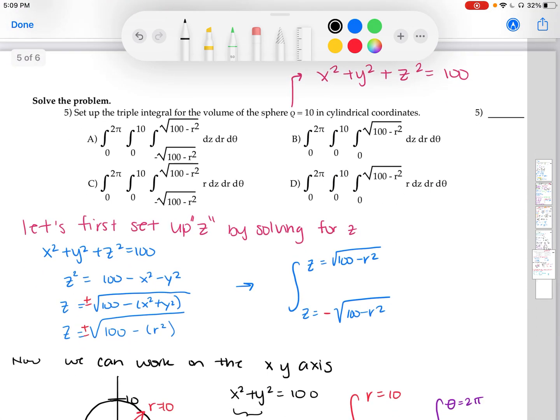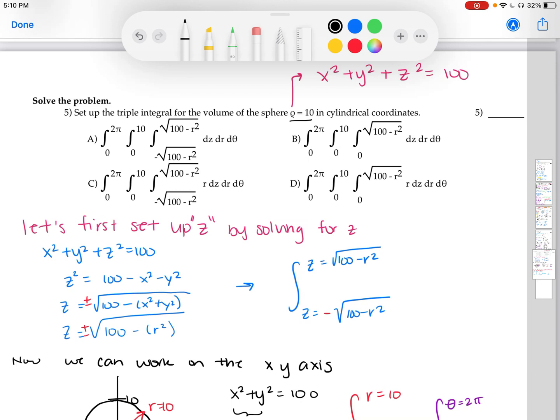For 5, same process as number 3, we're working with polar coordinates. Set the triple integral for the volume of sphere rho equals 10 with cylindrical coordinates. So it's actually telling us the radius with this rho equals 10. So that our function is x squared plus y squared plus z squared equals 100.